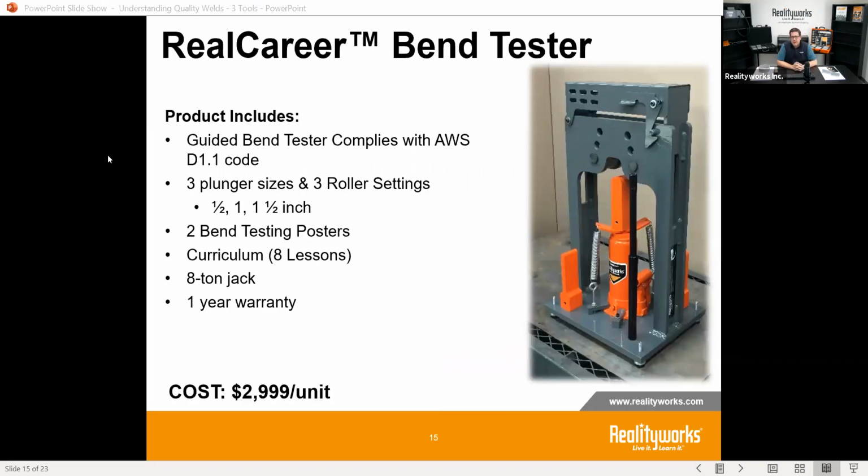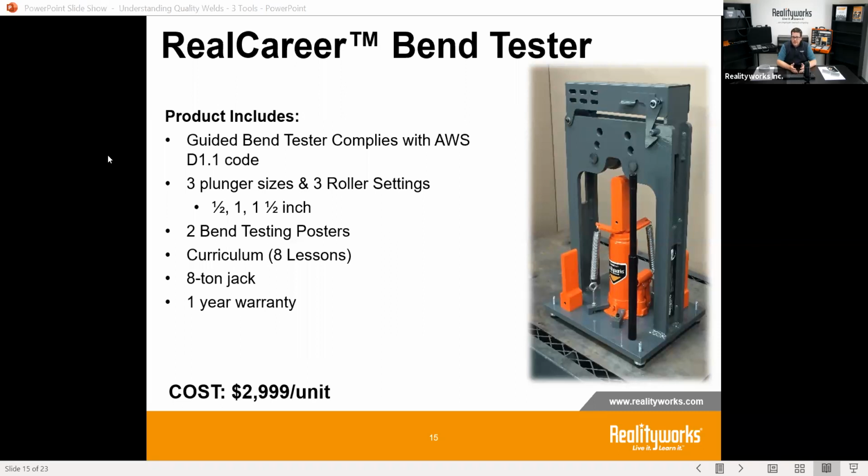The last one that we want to talk about, another tool that we have, is our RealCareer Bend Tester. Now, I don't have it in the room here with us. It weighs just under 100 pounds, so it's about 90 pounds, and so it's large. It is a manual bend tester, so it is not hydraulically run. It is manual, allowing students to move the metal up through the plunger and then through the rollers to do a bend test.